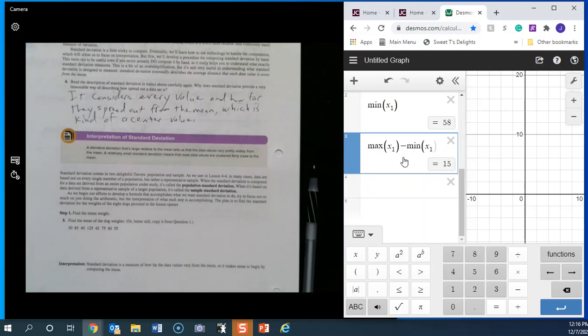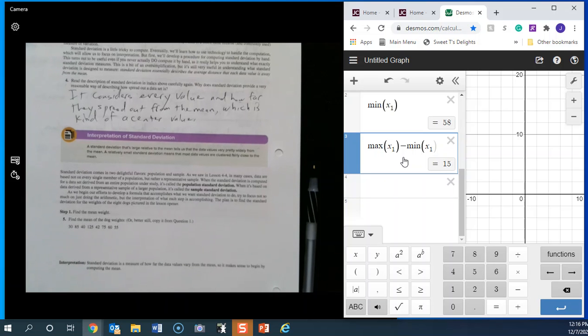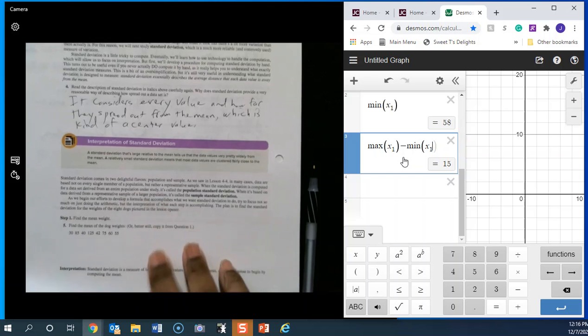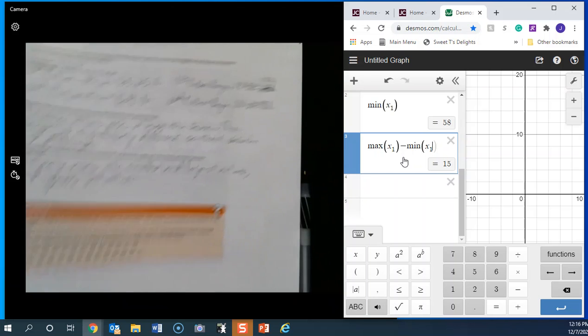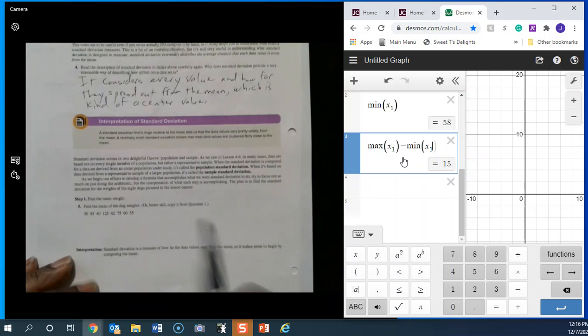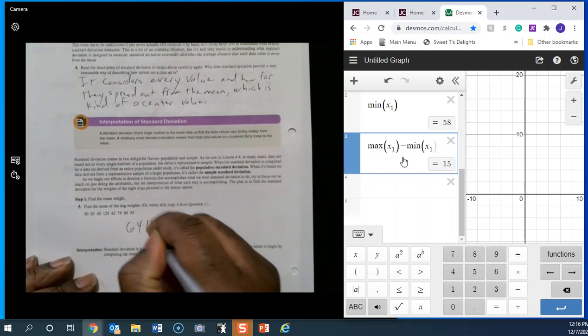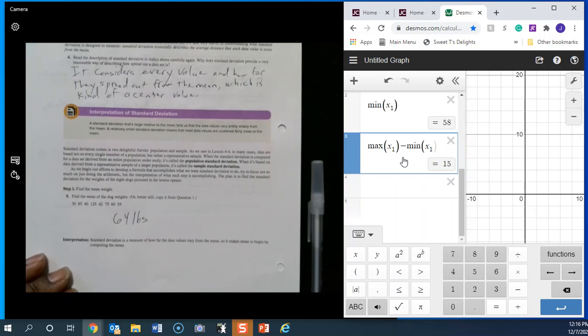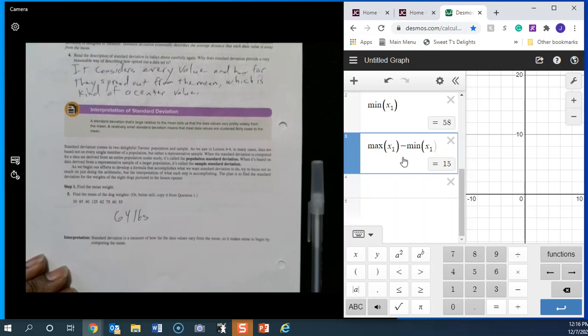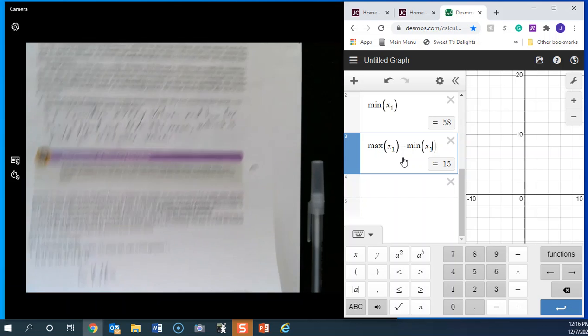We already did that, so we can actually do that. This mean weight is actually over the second picture. So if we go back on the other side, the second picture mean was 64 pounds. So we could put 64 pounds. Standard deviation is a measure of how far the data values vary from the mean. So it makes sense to begin by computing the mean.